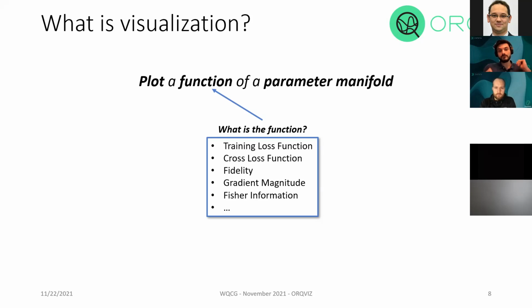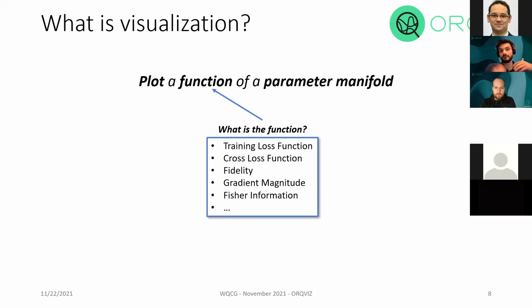And so you can not only measure the energy, which would usually be the loss function, but you could also visualize the fidelity with respect to the ground state. But you can get very creative. Anything which gives you one real number associated to a constellation of parameters can be plotted.